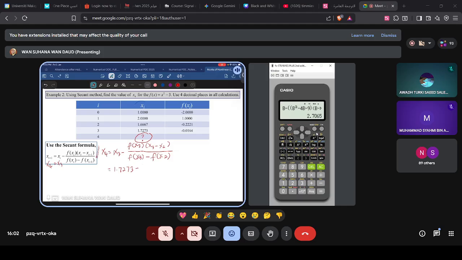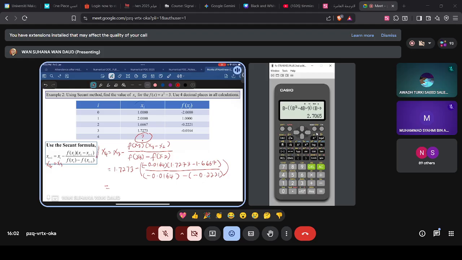So x3 in this case is 1.7273 minus the f(x3), which is negative 0.0164, times x3 minus x2, 1.7273 minus 1.6667, divided by f(x3), negative 0.0164, minus f(x2), negative 0.2221. Okay, just use your calculator, plug the values in the formula, and you will get the value of x4. Okay, understand?